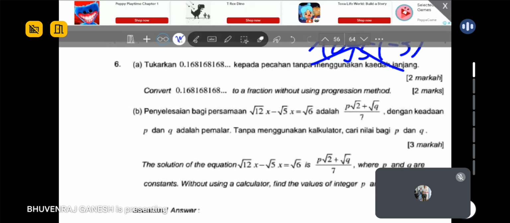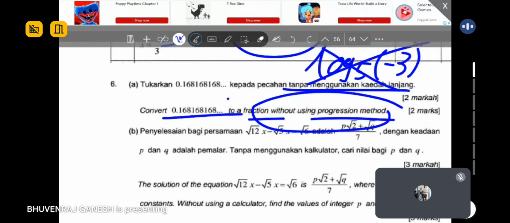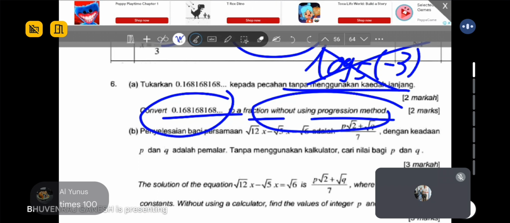Alright, so now the first question, you need to convert to a fraction. Keyword, guys: without using the progression method. So guys, how do I do this? A lot of people actually don't know how to do this. So anyone, what is your first step? Can you tell me? Come on guys, tell me your method. What is the first step? Anyone? Hello?